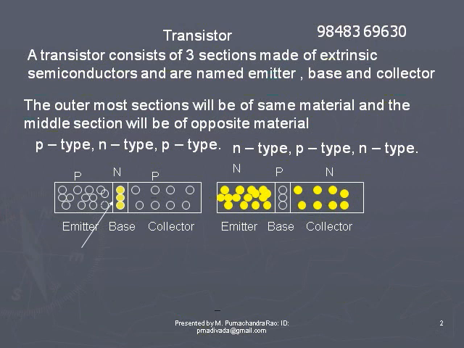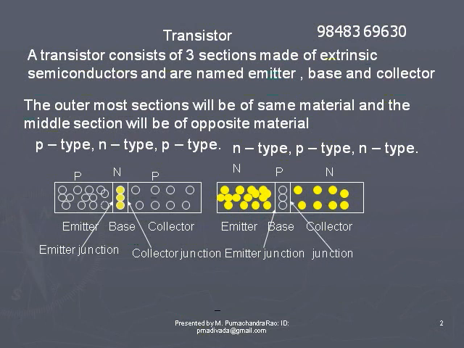Because of three layers, two junctions are formed. One junction is between emitter and base, the other between base and collector. The junction between emitter and base is known as the emitter junction. The junction between collector and base is known as the collector junction. So a transistor will have two junctions, the emitter junction and collector junction.